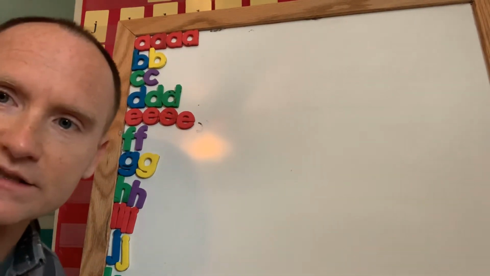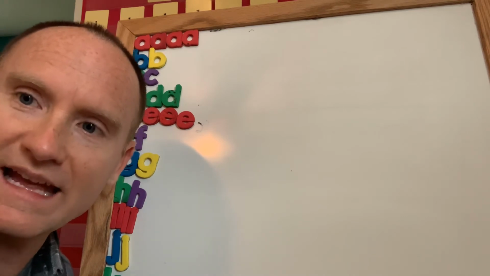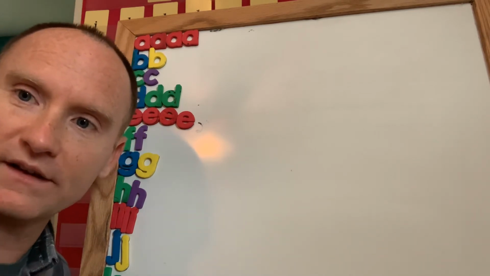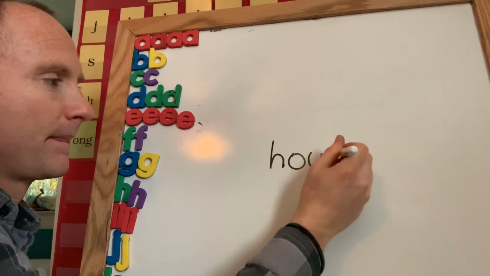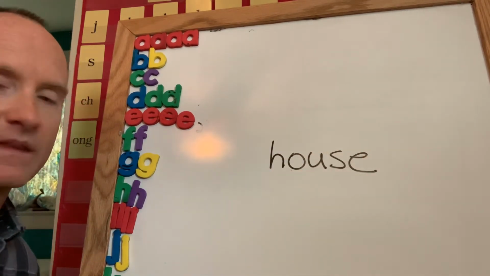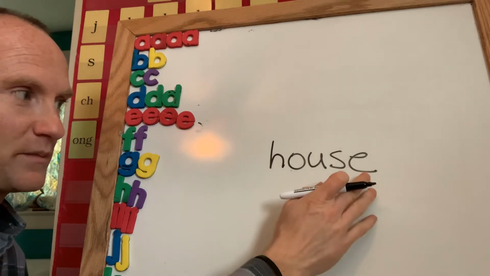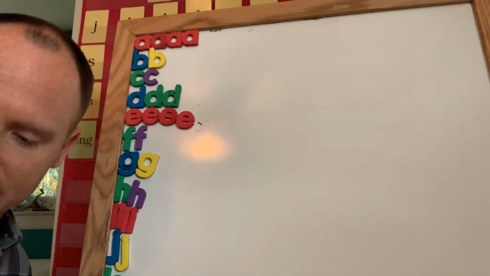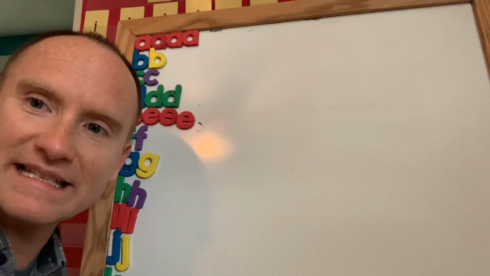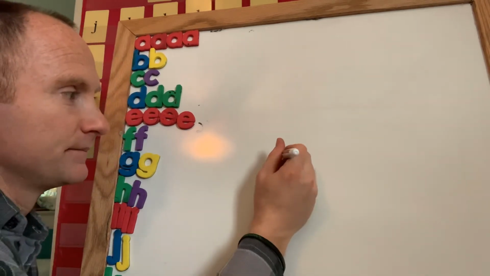Okay. All right, let's do some trick words. All right, house. Pause it and you try. Okay, were you right? Did you remember that E at the end? Okay? These are trick words. Remember, we don't sound these out, okay? Place. Pause it and you try.